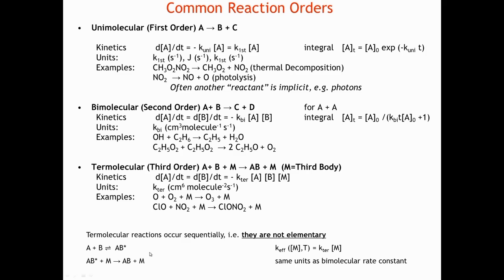So in this case, it could be A plus B leads to an excited complex AB, which then hits M, which collisionally deactivates it to form your final product, AB. So the M just ends up being a sink for the additional energy in the excited AB.